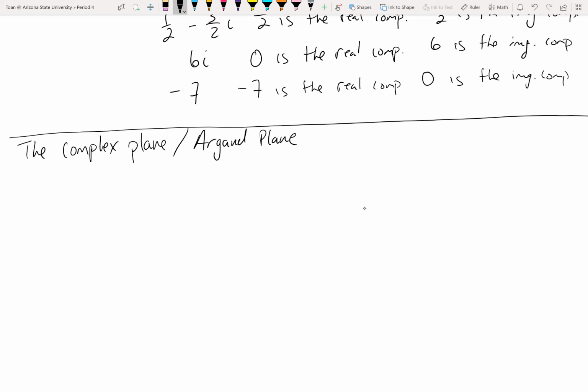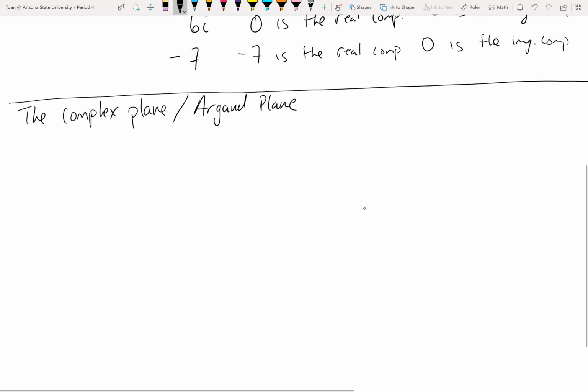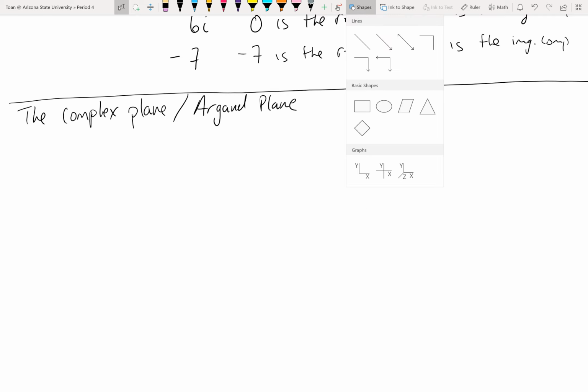Yeah, you guys don't talk about complex numbers at parties? You guys are going to the wrong parties then. Argand. I think it's some guy's name.